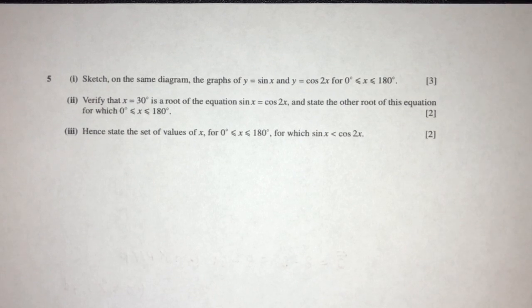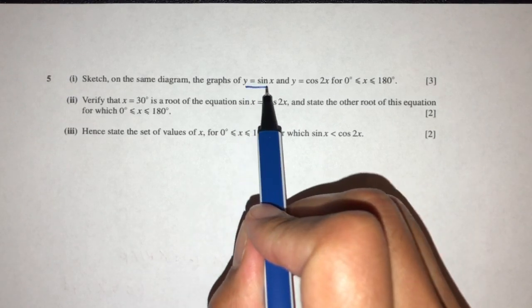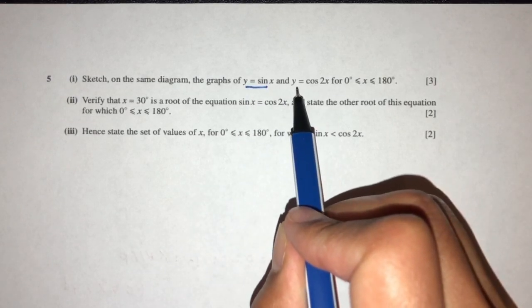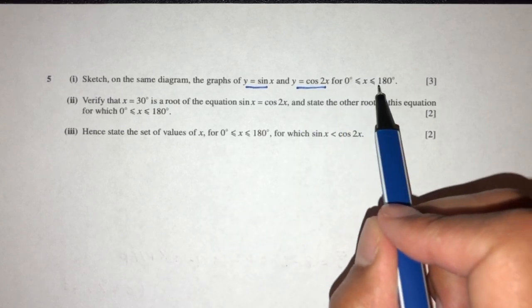Now let's move on to question number 5. So here we have to sketch on the same diagram the graphs of y equal to sin x, and the graph y equal to cos 2x between 0 and 180.